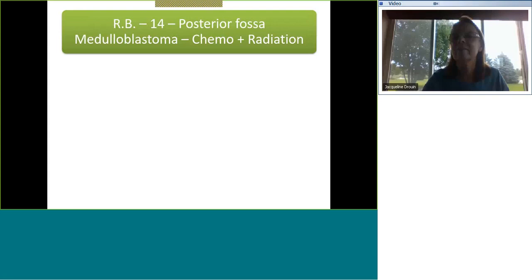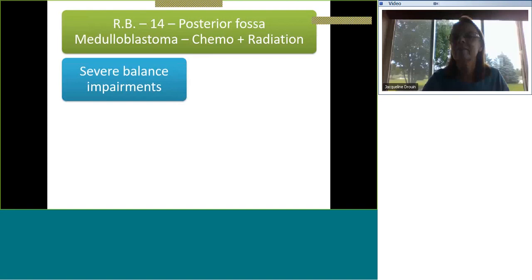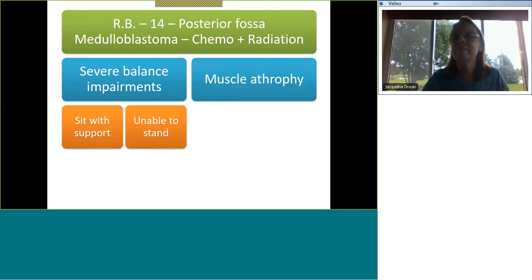On the other hand, we have a 14-year-old with a posterior fossa medulloblastoma who underwent both chemo and radiation. He was in a coma for over a month after he had the surgery and all that it entailed. So when he arrived to physical therapy, he had severe balance impairments. He had to sit with support, and he was unable to stand. He also had severe muscle atrophy that caused range of movement limitations in the ankles, and fatigue.